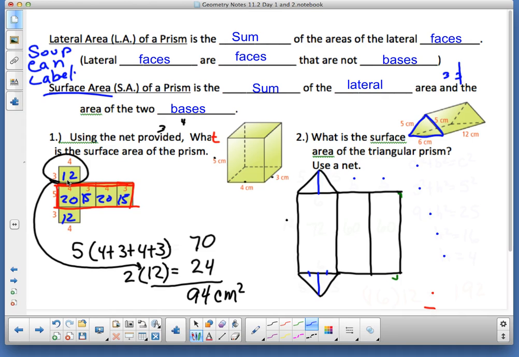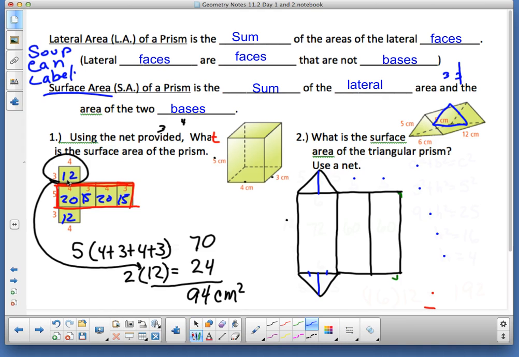Well, the shape here is a triangle and it goes all the way through. So my base, and remember the way I defined it, is the shape that isn't a rectangle. I'm talking about the prism.